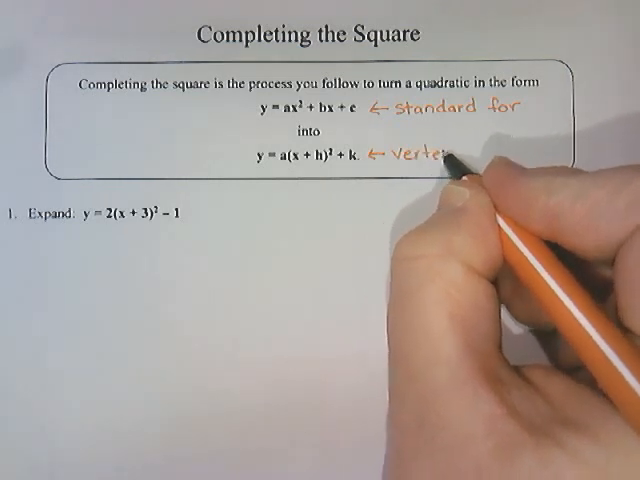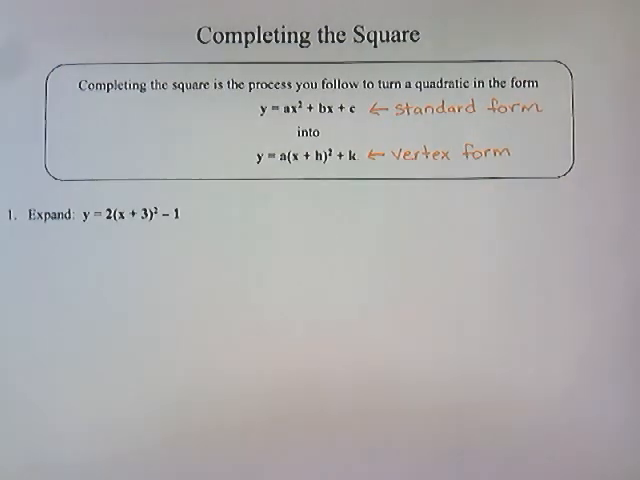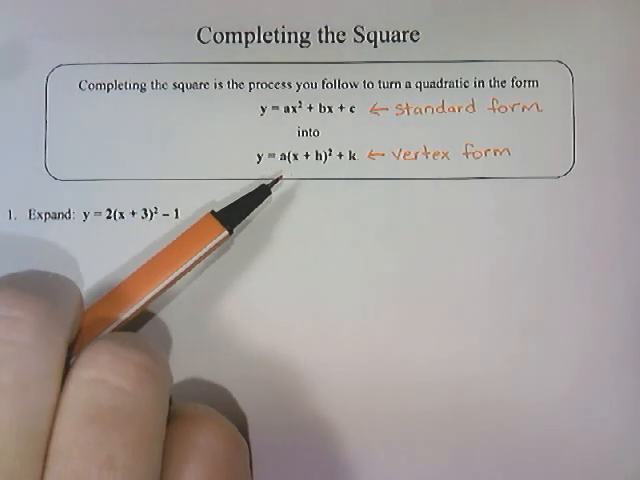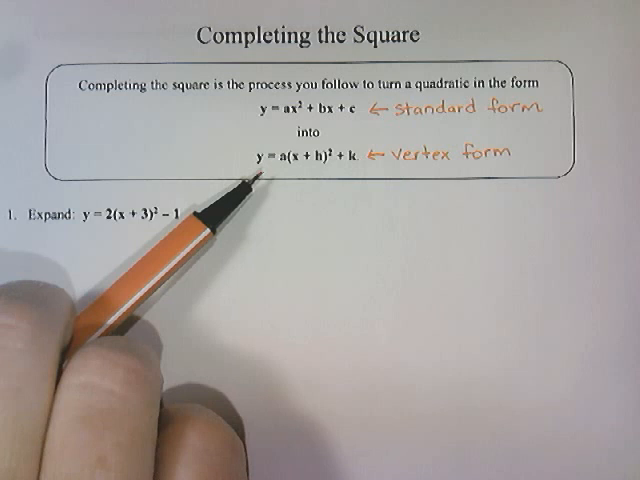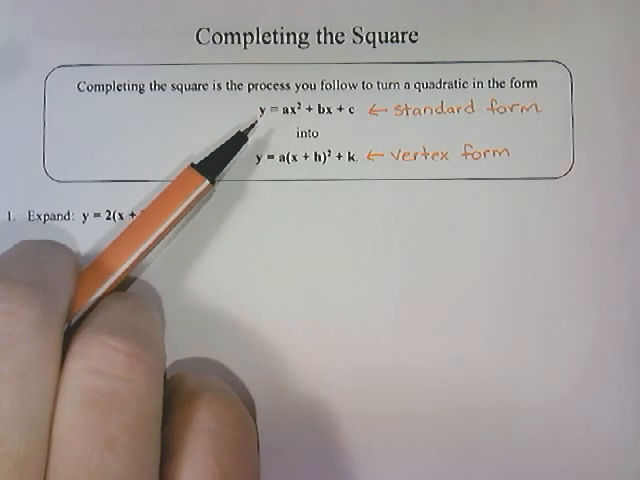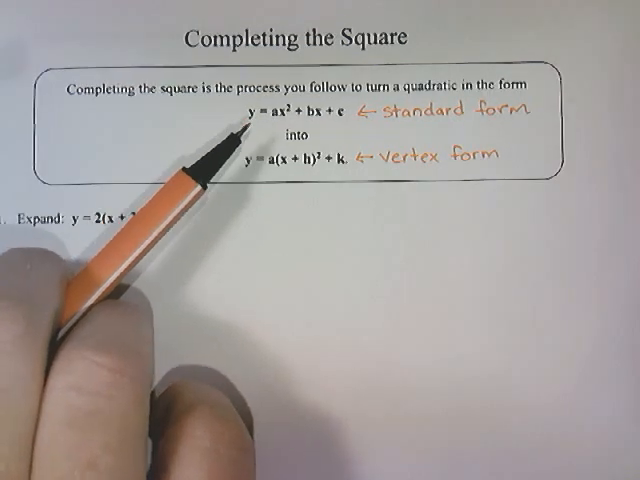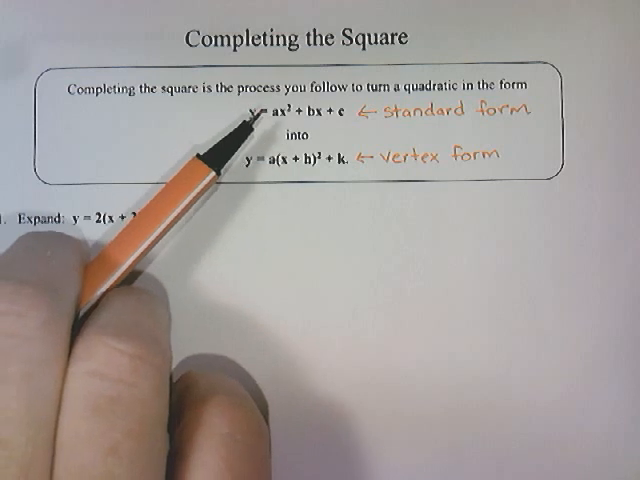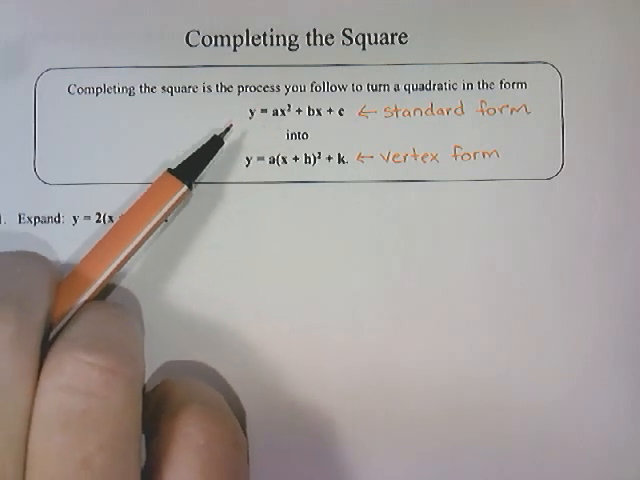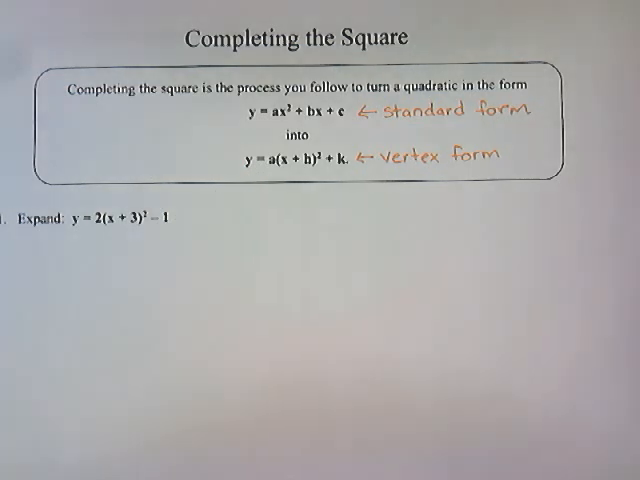And vertex form, I just realized I missed an M, is what we use when we're trying to graph by transformations. So if something is already in this format and you want to graph it, that's fantastic. But if it's in this format, it makes it a little tricky because we can't see what the transformations are. So when we're completing the square, we're going to be looking at how I take something that is not in vertex form and get it into vertex form.